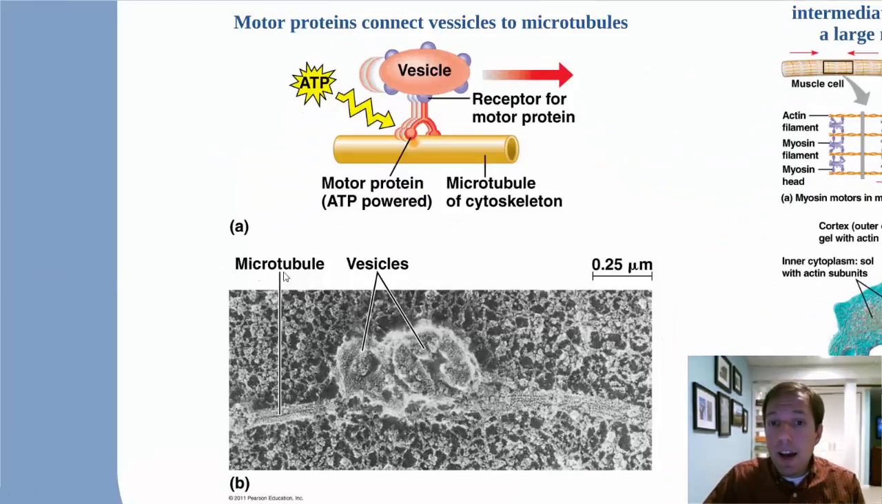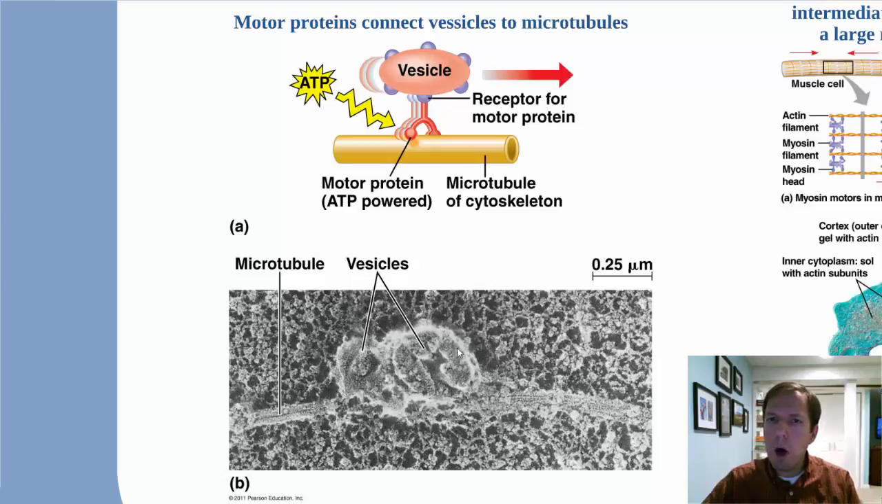Here you can see a more specific example of an object called a motor protein and how it is going to allow vesicles to move along the microtubule. The microtubule is the strand that you see along the bottom of this particular electron micrograph. It is the largest of the different types of proteins that make up the cytoskeleton. Along it is a vesicle.